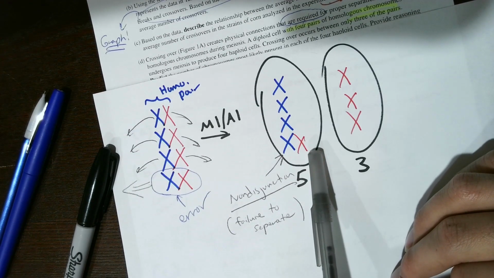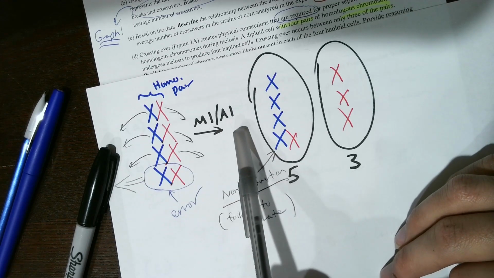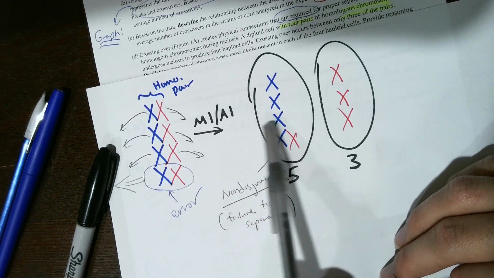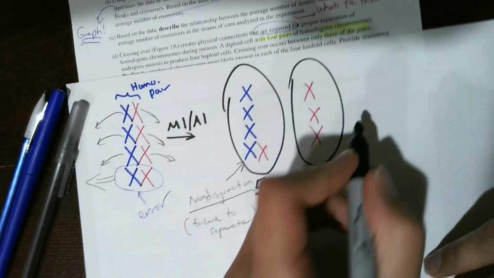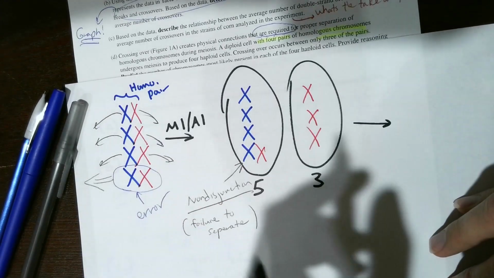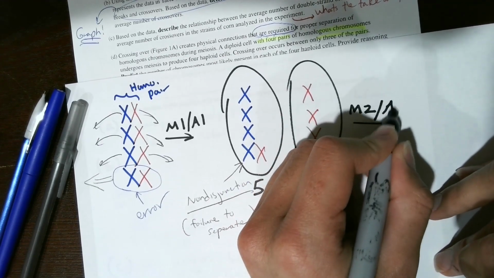Alright, so now let's say we went through one round of division, a metaphase 1 and anaphase 1. Now this is going to go through meiosis 2. This is going to split. Again, this is going to go through metaphase 2 and anaphase 2.